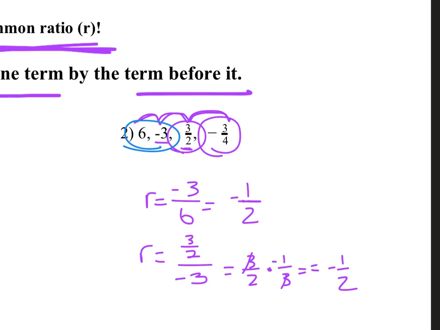So a geometric sequence has a common ratio. And if you know it's a geometric sequence, you take one term and divide it by the term before it.